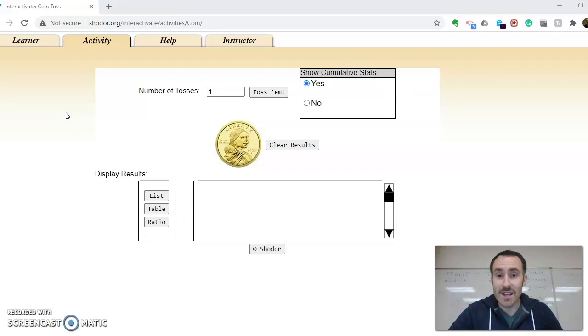So we're going to try 10 tosses and see what we get. Are we going to get 5 and 5? 9 and 1? 10 and 0 somehow? Technically, those are all possible outcomes for tossing it 10 times.